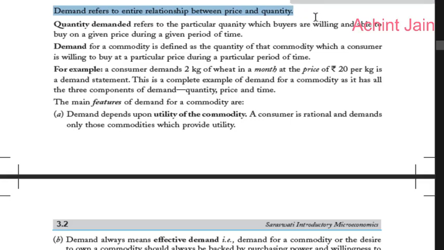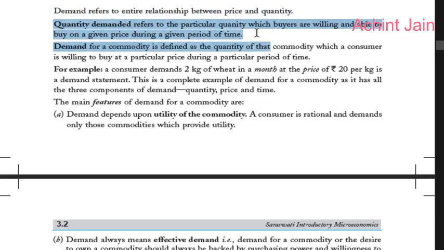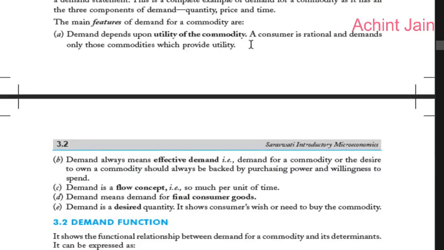Overall, we can say the relationship between price and quantity is termed with the help of one particular terminology, that is called demand. Quantity demanded means how much product you try to purchase from the market at a particular price in a particular time period. Now the main features of demand.